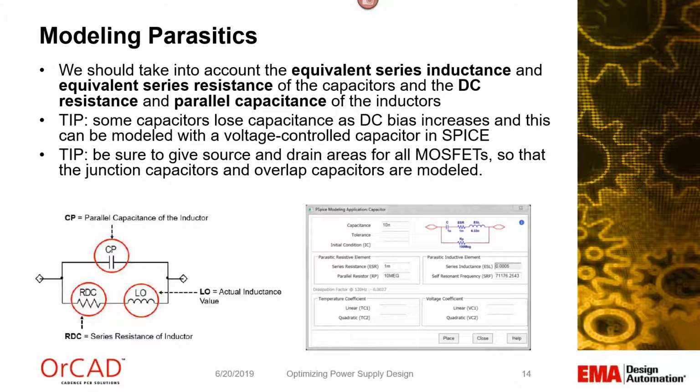As a good design tip, be aware that some capacitors, especially ceramic capacitors, will lose capacitance as the DC bias increases. You can model this effect in SPICE as well by putting in a voltage-controlled capacitor, so that you see exactly, if I use a capacitor with a 25 volt rating and I'm approaching 15 volts of DC bias on that capacitor, what my actual capacitance is and how it affects the output from my converter. And from personal experience with many customers, I've found that they've been using power MOSFET models that don't capture the source and drain areas. If you don't have those areas defined, you're not going to capture the junction capacitance or overlap capacitance on those transistors.